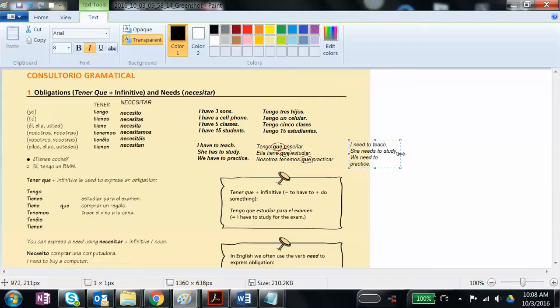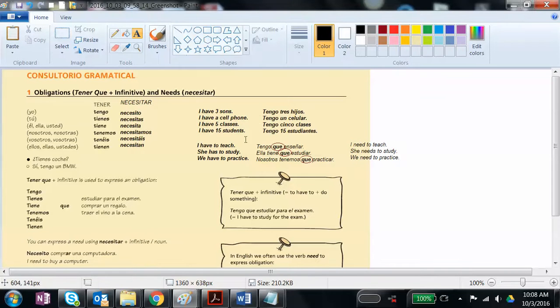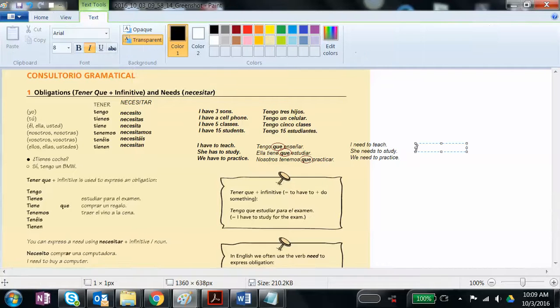But when I use the verb necesitar to express what I was expressing with the verb tener, I do not need the que. So I need to teach is necesito enseñar. Ella necesita estudiar. Necesitamos practicar. And you'll notice the absence of the que when I'm making these sentences.